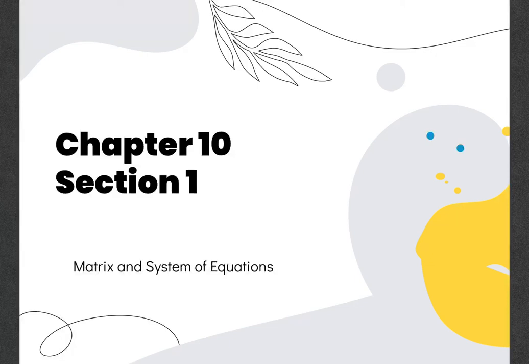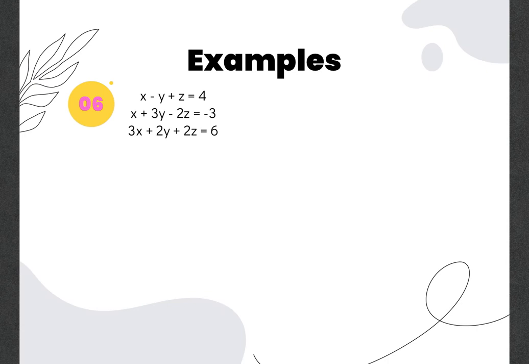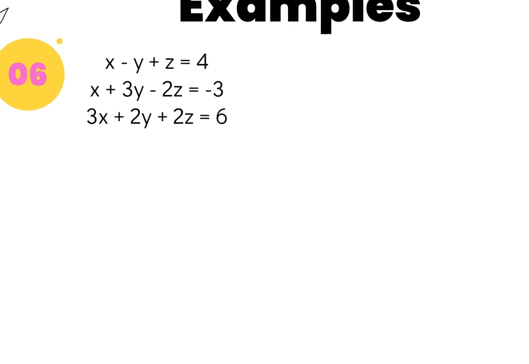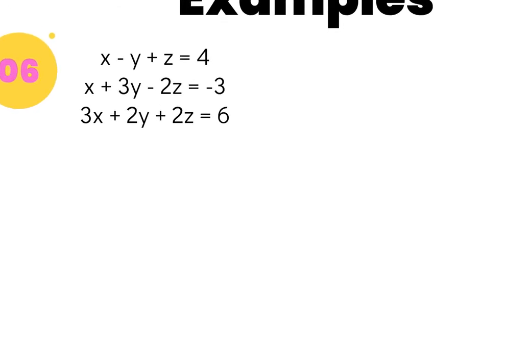So chapter 10, section 1 is the matrix and systems of equations. Yesterday we talked about how to solve systems of equations using Gauss-Jordan. We started with a 2-variable, we did an example of 3-variable, and we left off here with example 6. So the first thing we have to do when we're solving using a system of equations is to do what? Rewrite this in matrix form. So this is 1, -1, 1, 4. 1, 3, -2, -3, 3, 2, 2, 6.